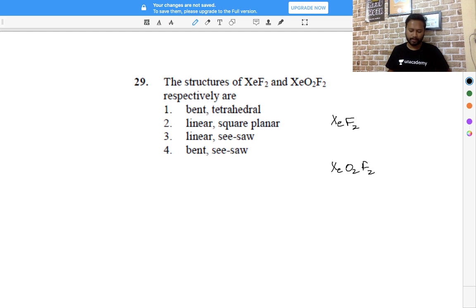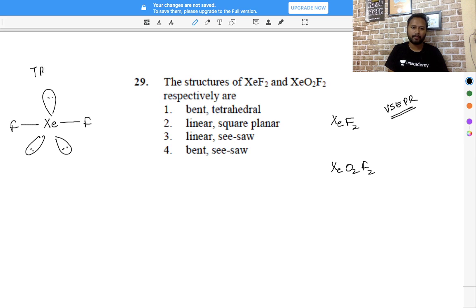Just use your VSEPR theory. Okay, Robin is saying 3. Abhinaya also, Neelam also. Okay, good. If you use VSEPR theory, you will see that xenon has to form two bonds with fluorine, and you have three lone pairs left on xenon. So the geometry will be trigonal bipyramidal, but the shape will be in this form. Very good, Deepak. So it's a linear species.